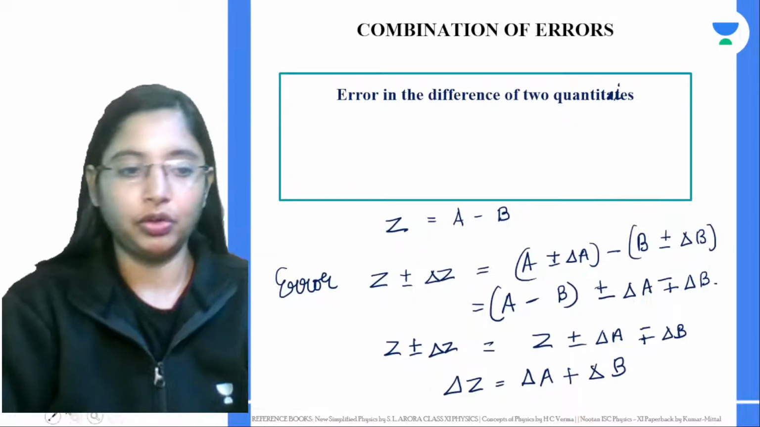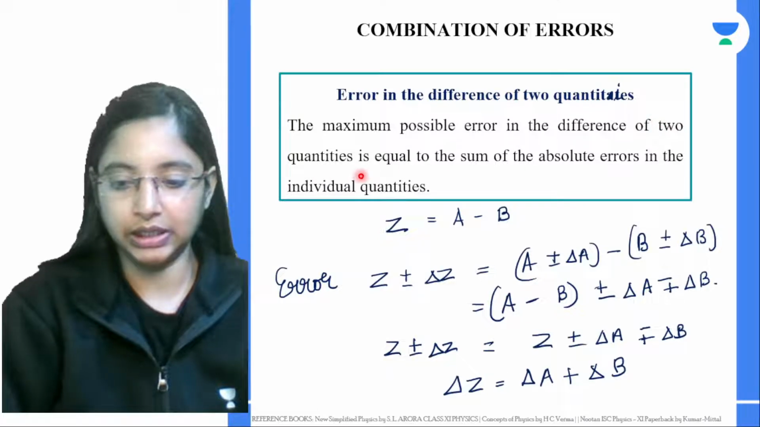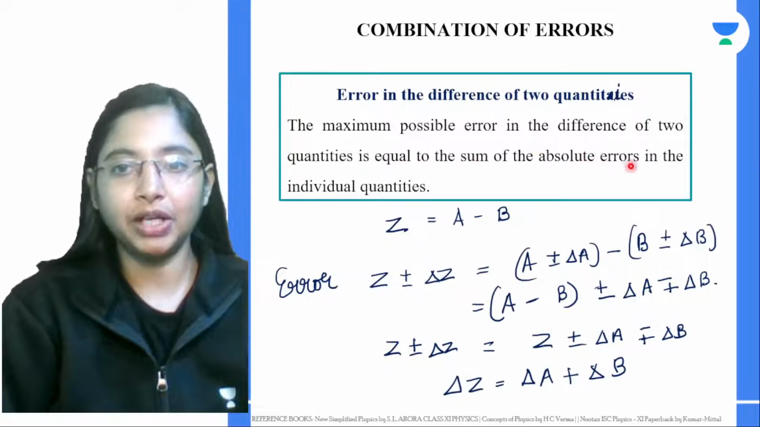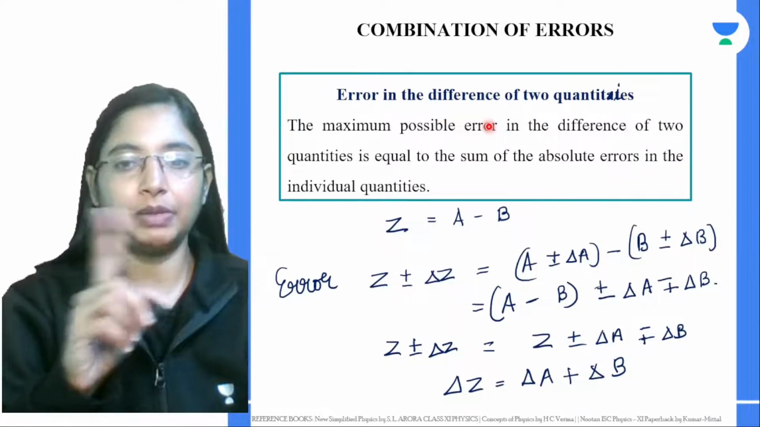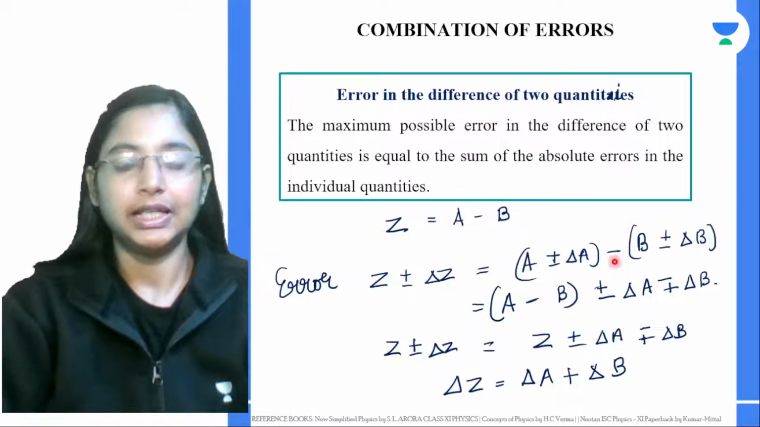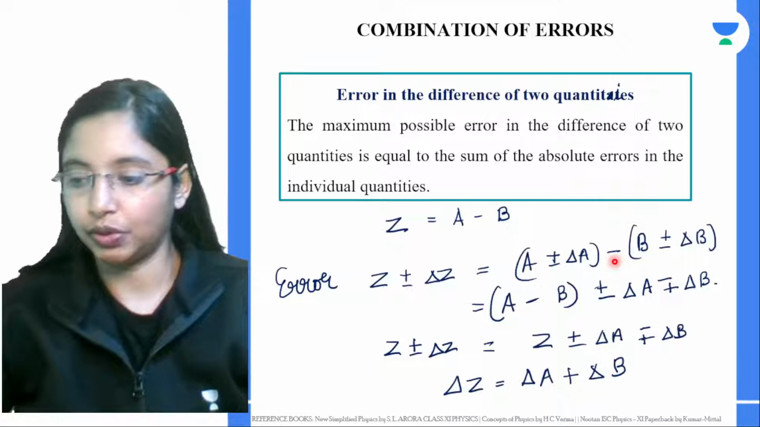Okay, so the rule over here is that the maximum possible error in the difference of two quantities is equal to the sum of the absolute errors of the individual quantities. So the maximum possible error when you're subtracting two quantities will be equal to the sum of the absolute errors of the individual quantities.